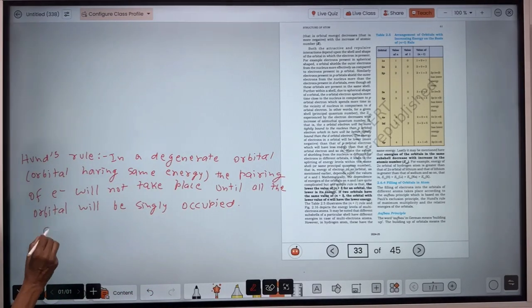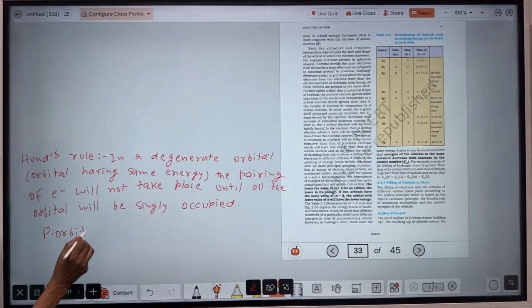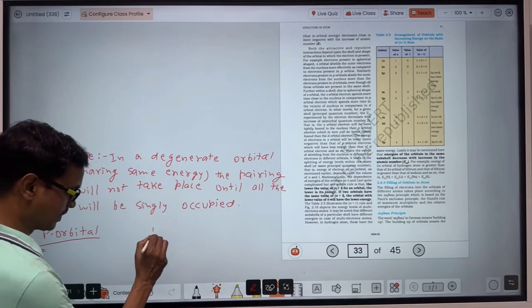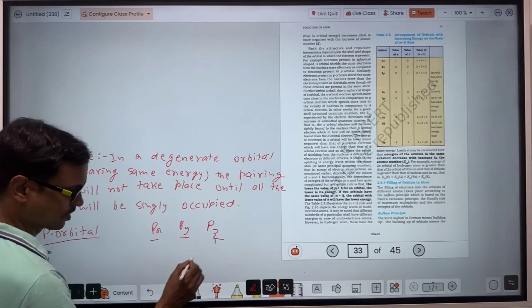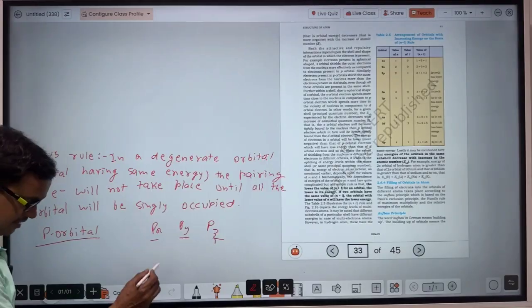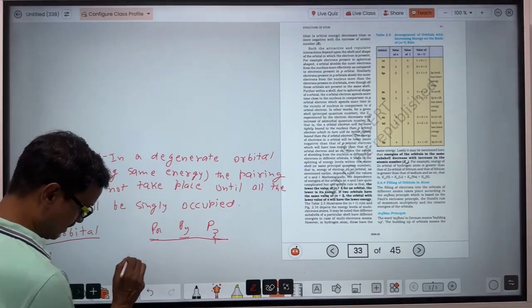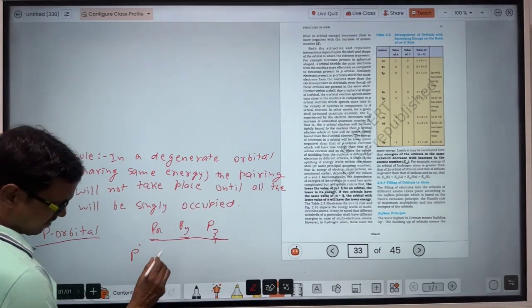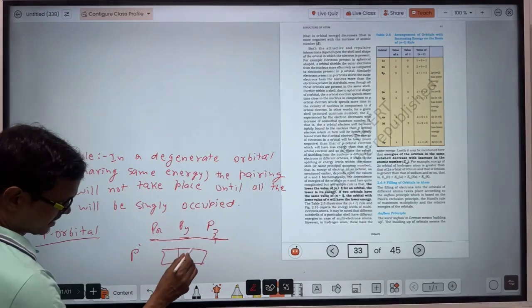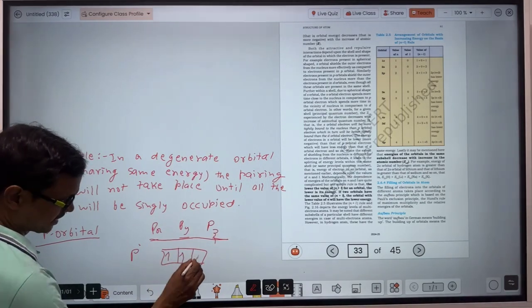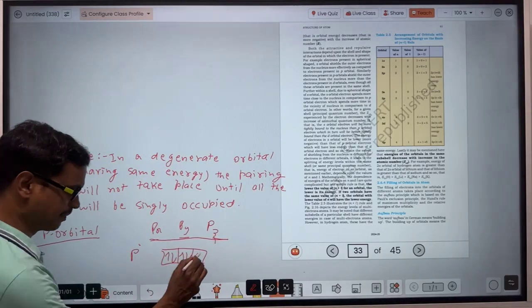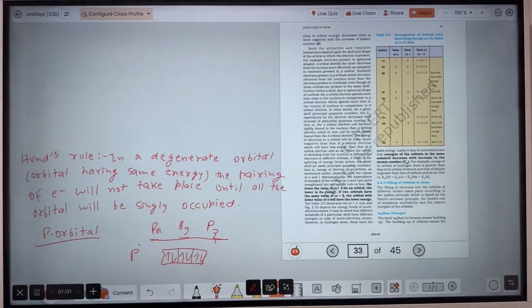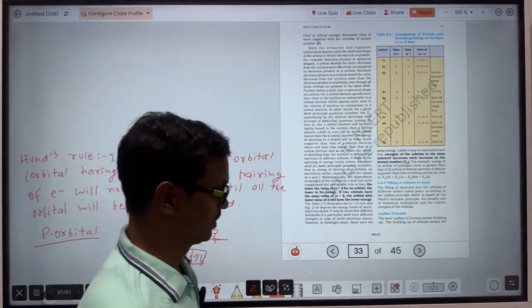Okay, like in p orbital, p subshell, in case of p subshell, there are 3 p orbitals, that is px, py and pz. They are degenerate orbitals. So if electrons have to fill up in the p subshell, firstly the electrons will be singly occupied, that is px, py and pz, and then after that there will be pairing of electrons. That is told by Hund's rule.